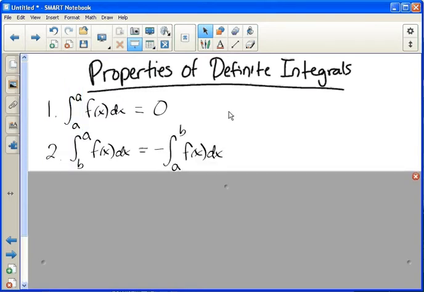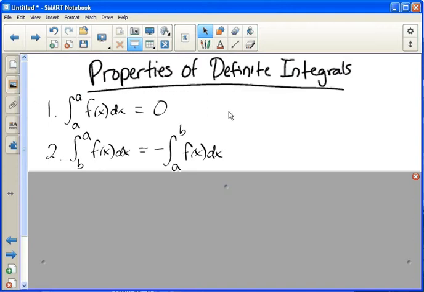Okay, the second property. In general, when you're setting up an integral, you should always put the lower number on the bottom and the bigger number on top. If you ever see it set up opposite, then to flip the boundaries, you must also change the sign to be a negative. Basically, the idea is if you're moving forward, then it's positive area. If you're moving backwards, then it becomes negative because you're losing ground.